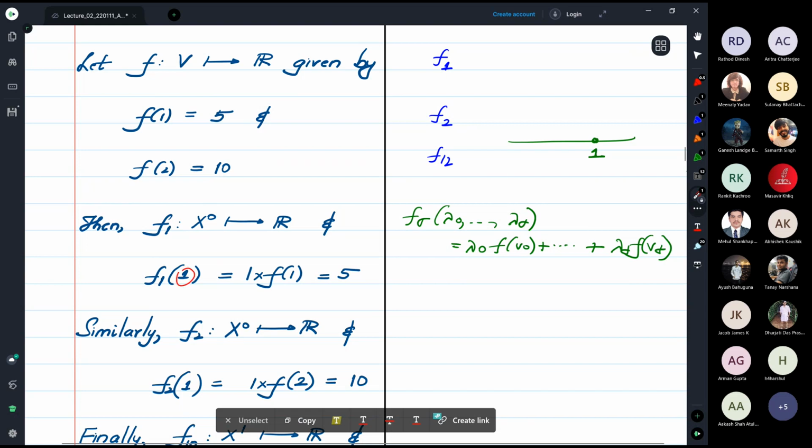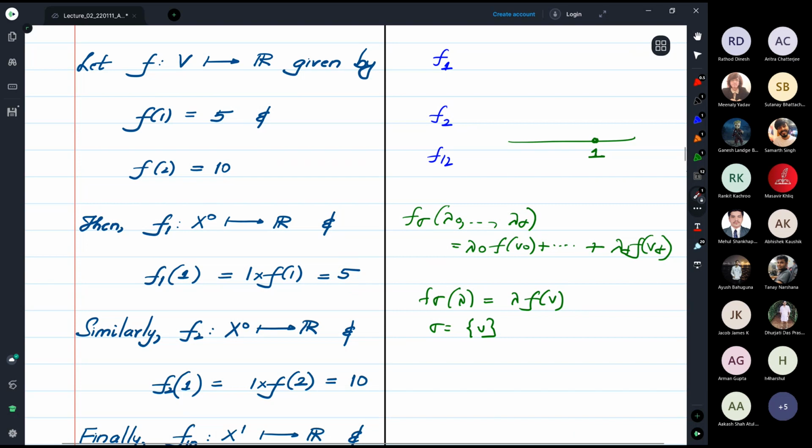If I give 1 as input to f_1, then f_sigma of lambda should be lambda times f of v, since sigma only consists of this single vertex v. That is what I have done here. Notice that this is the 1 and this is f of 1, since this face only includes this vertex. So 1 times f of 1. Since this is 5, the entire expression evaluates to 5. So you can see that I have completely defined this function f_1.